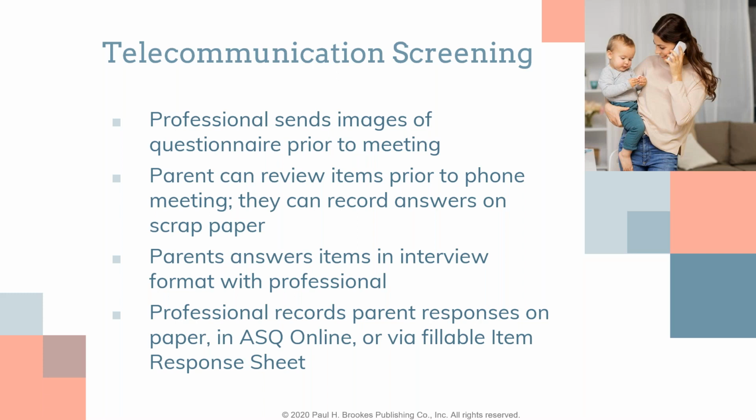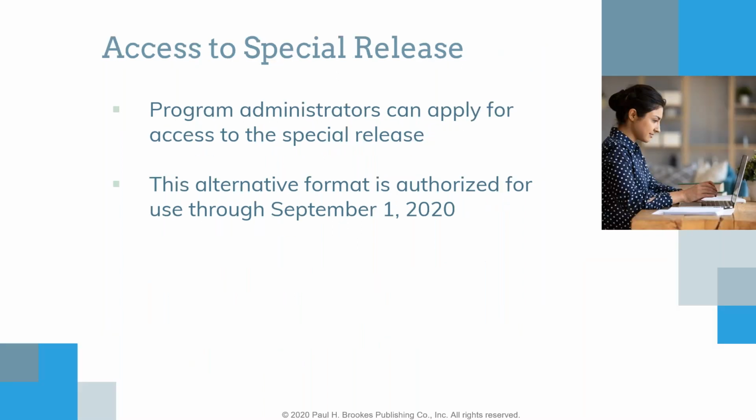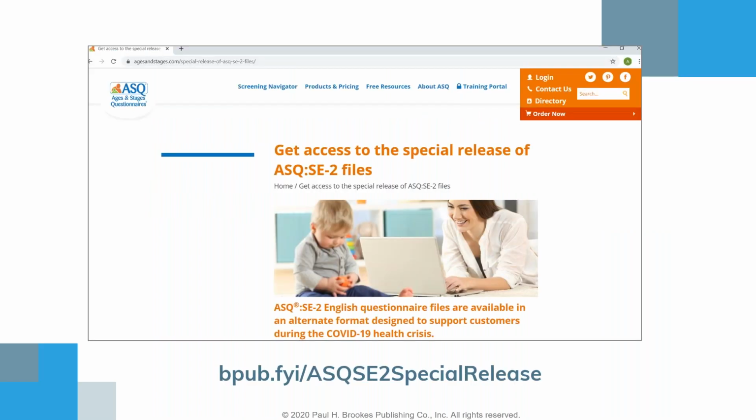They could use the item response sheets, or if they're a program that uses ASQ Online, they can record them directly in ASQ Online. So this special release of the image JPEG files and the fillable item response sheet and item summary sheets are available through Brookes Publishing. Program administrators can apply for access to the files. And this alternate format is authorized for use through September 1st, 2020.